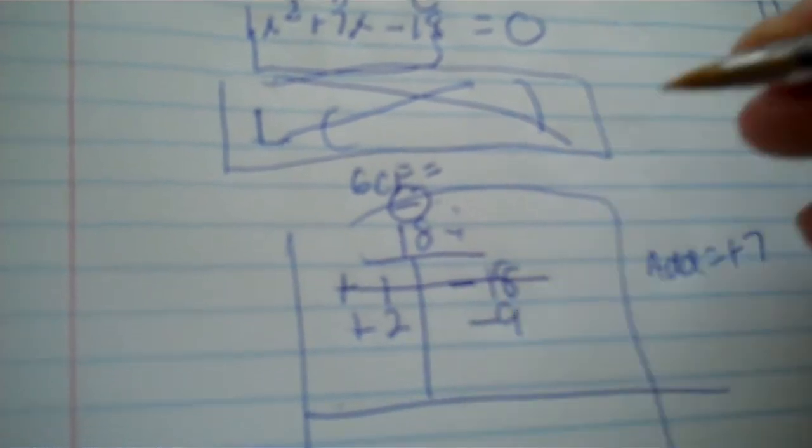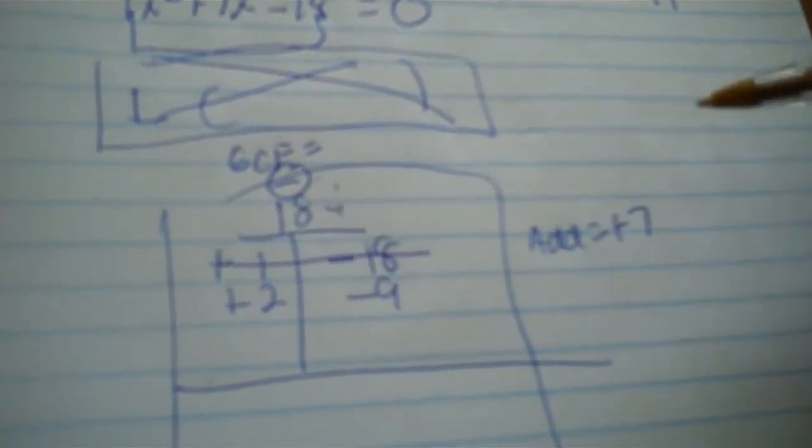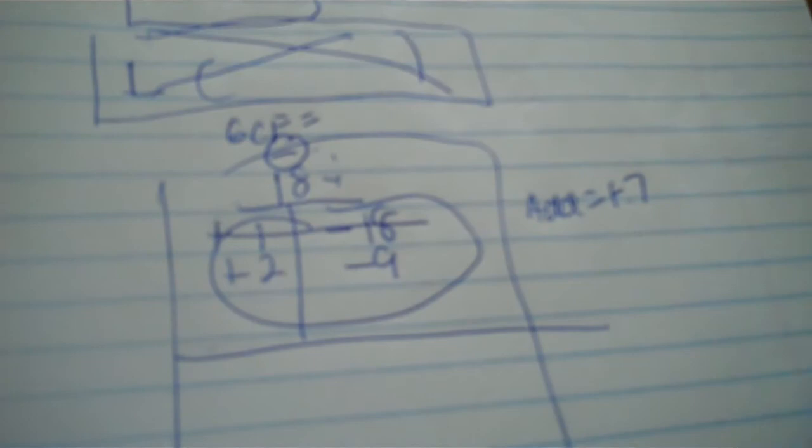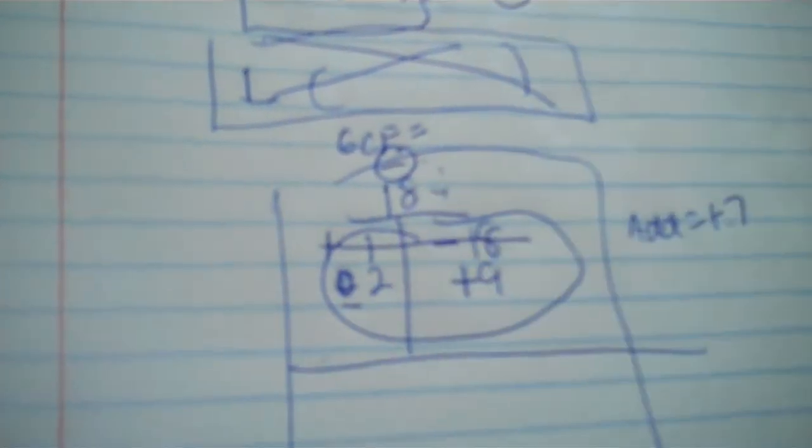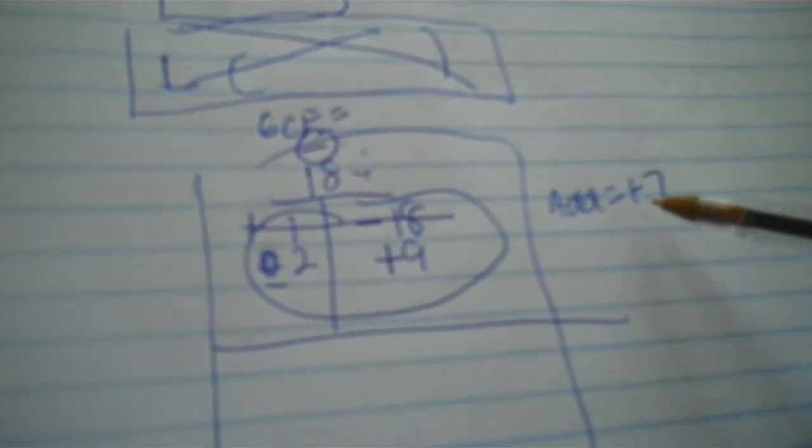18 divided by 2 is 9, and that's negative 7. So we have the right number. We just got to make it positive 7. Well, I just flip around the signs. Plus 9, minus 2. Negative 2 and positive 9 make positive 7.